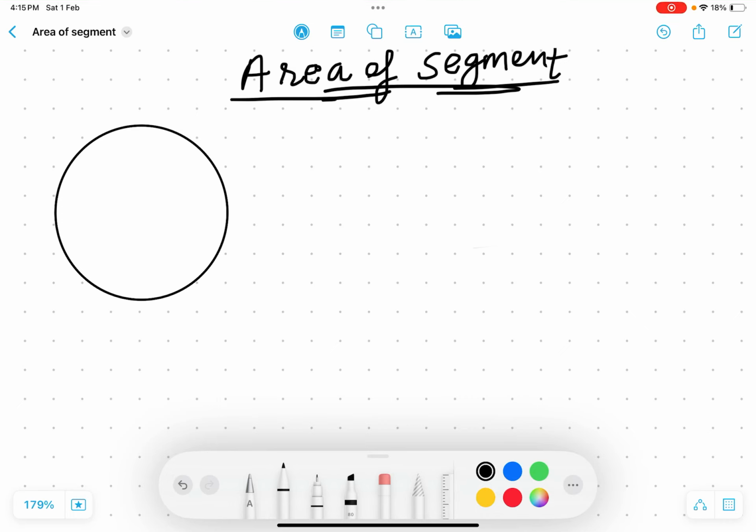Good morning, students. Today we are going to find the area of a segment. So first of all, we will try to know what a segment is.